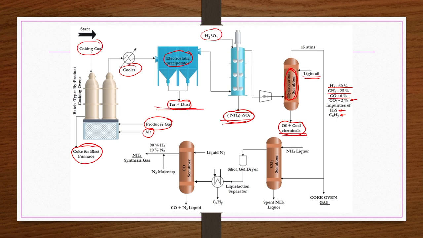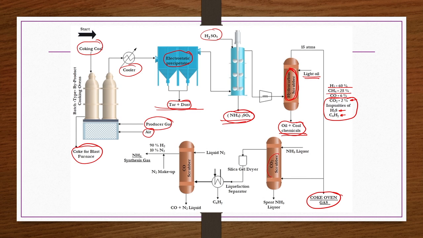So, if you are okay with the little amount of CO2 and H2S and little amount of hydrocarbons in your coke oven gas, then you can take it as a product coke oven gas. If you want further purification, because you want to use these gases for the fertilizer industry or for production of fertilizers, you have to remove CO2 completely.